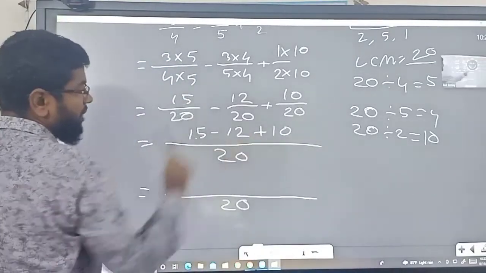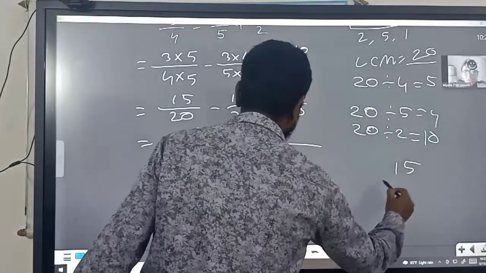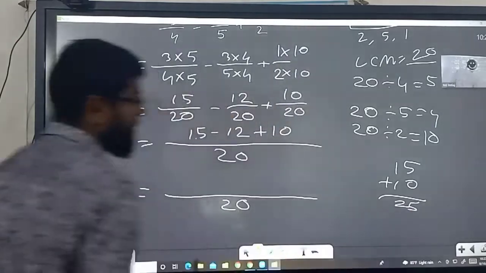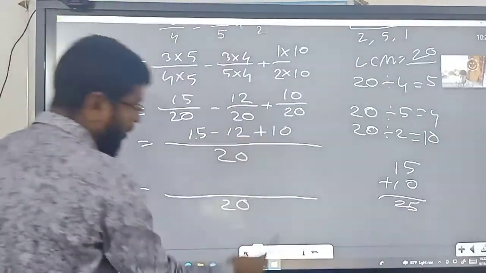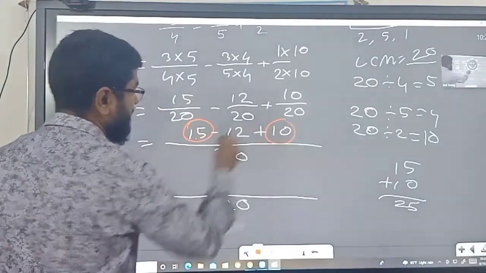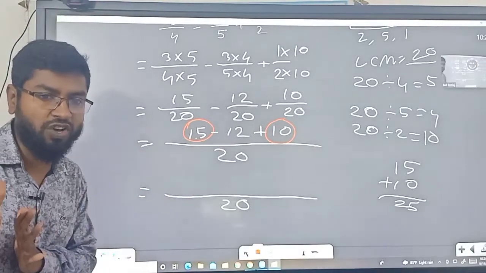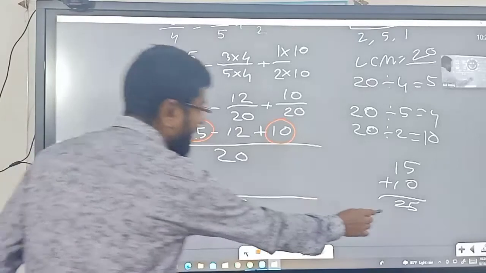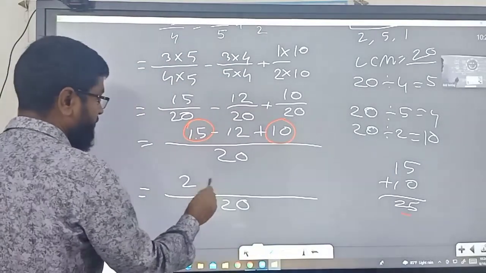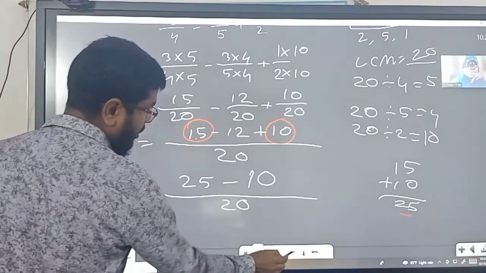This one is positive, these two numbers are positive. 15 plus 10 will be 25. Am I right? Both of these numbers have a plus sign, so they are positive numbers. If I add positive numbers, it becomes 25. I will write 25 minus 10. 13 by 20. What will be the answer?